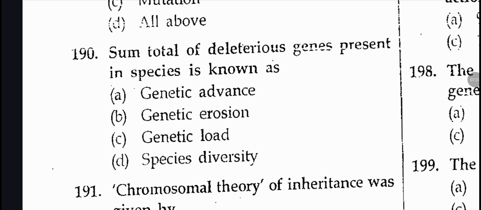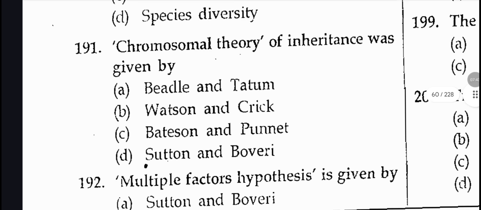190. The sum total of the deleterious genes present in the species is known as the genetic load. Chromosome number one, question number 191. The chromosomal theory of inheritance was given by Sutton and Boveri.